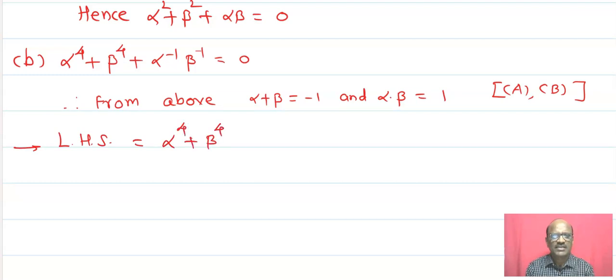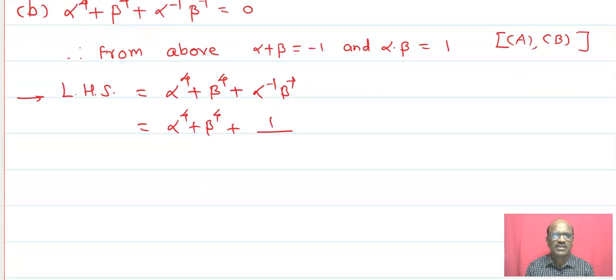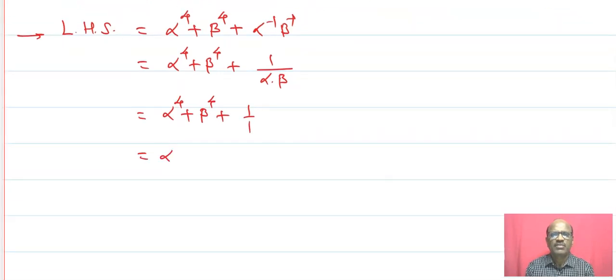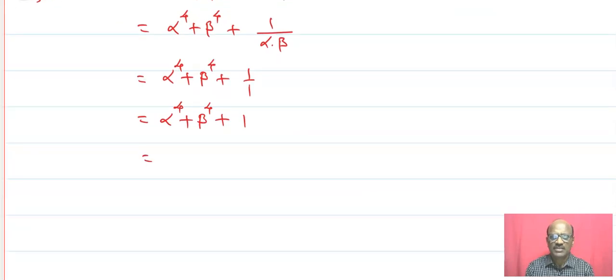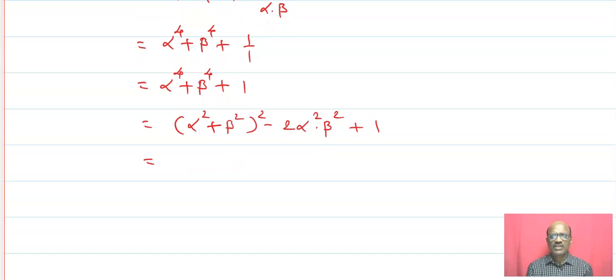Now LHS. Alpha raised to 4 plus beta raised to 4, alpha raised to minus 1 into beta raised to minus 1. That is alpha raised to 4 plus beta raised to 4 plus 1 upon alpha into beta. But what is the value of alpha into beta? It is 1. Therefore, alpha raised to 4 plus beta raised to 4 plus 1. Now see this again. Alpha square plus beta square whole square minus 2 alpha square into beta square. That is, this term we are getting extra, therefore we are subtracting minus 2 alpha square beta square.